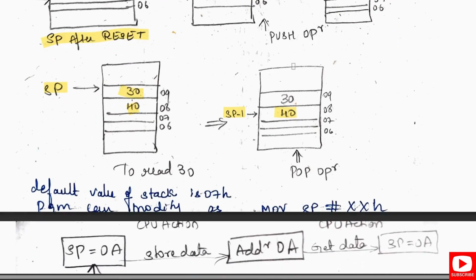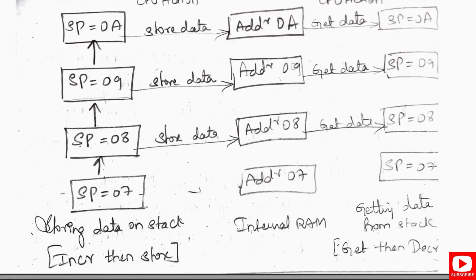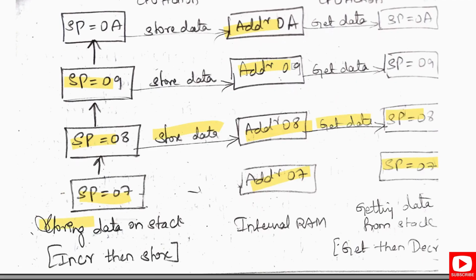So the default value of the stack pointer is 07H, and the program can modify it; we can change the stack pointer. Here you can observe the CPU action. The stack pointer is 7, and it moves to 8 when we increment. It goes on incrementing like that, and the address also gets incremented in the same way. Finally we store the data, and we get the data back through the stack pointer. Here it is storing data on the stack, incrementing and then storing the data. Here it is what is stored in the internal RAM. Finally, we get the data from the stack, that is get and then decrement.